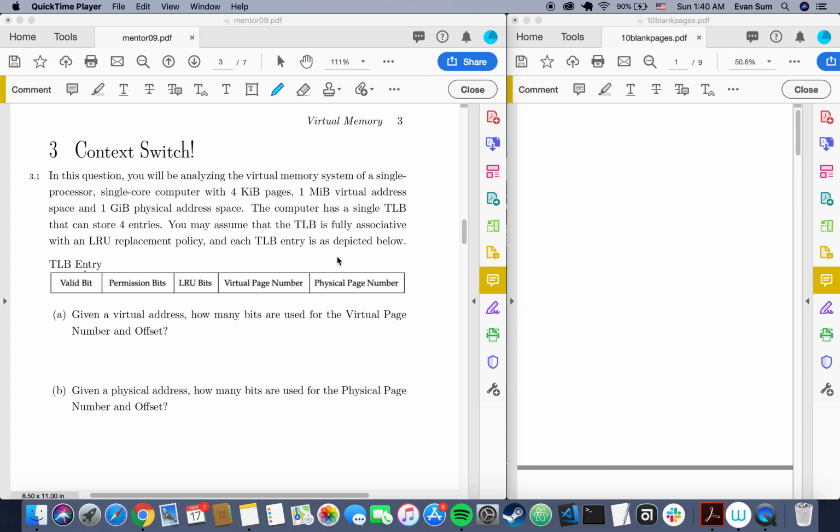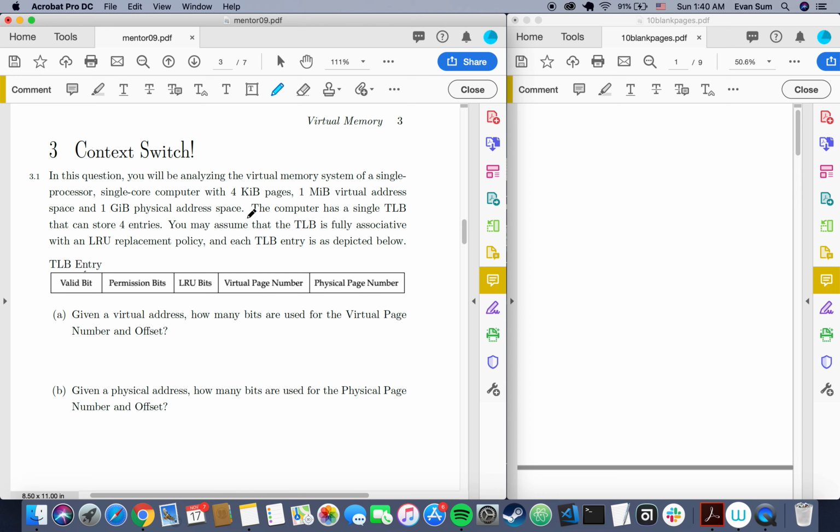So for context switches, what this basically means is that in the TLB, which is also called the translation look-aside buffer, we're going to end up flushing it, or basically setting everything to invalid, to make sure that when we do a context switch from one process to the other, it sets up correctly, or refreshes, for the other process.